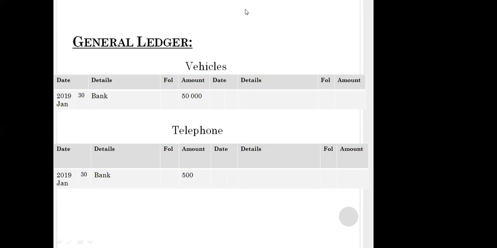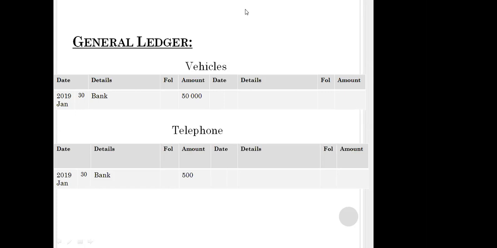Please again look at the date, January 2019. With details, you're going to write bank, because you pay it out of the business bank account. I didn't put in the folio, but again, the amount is R500. So I think so far you get the idea.